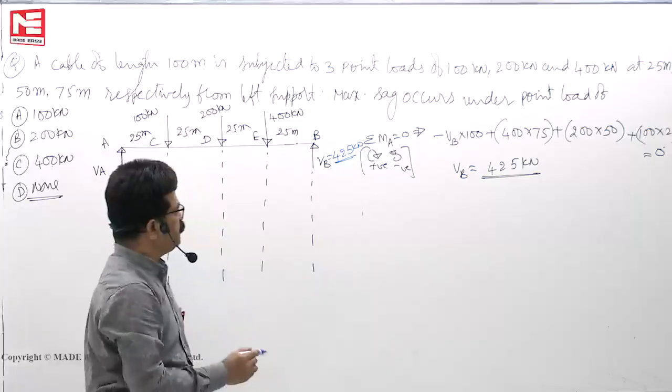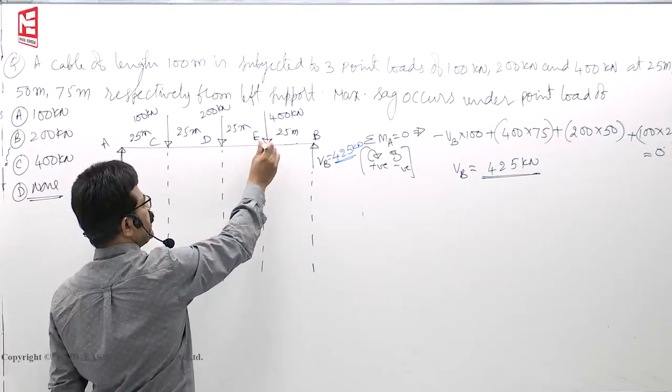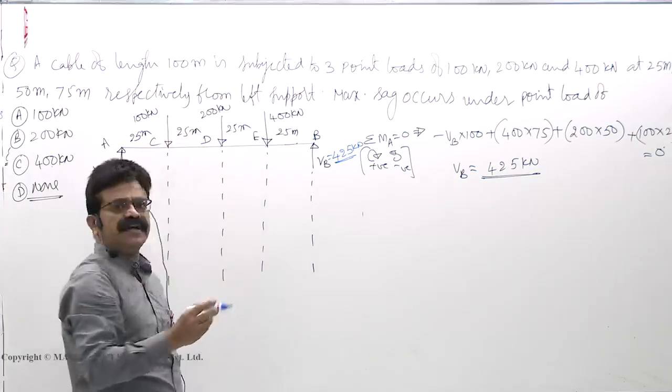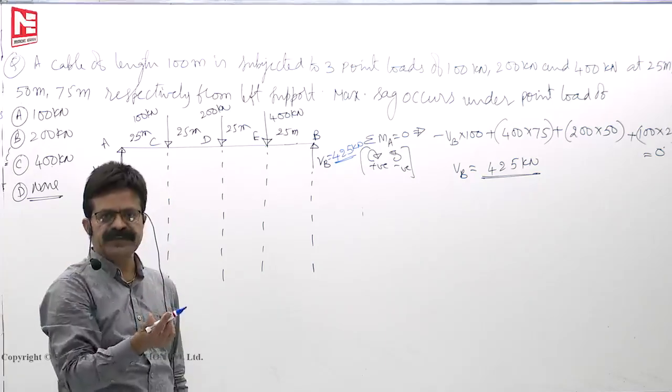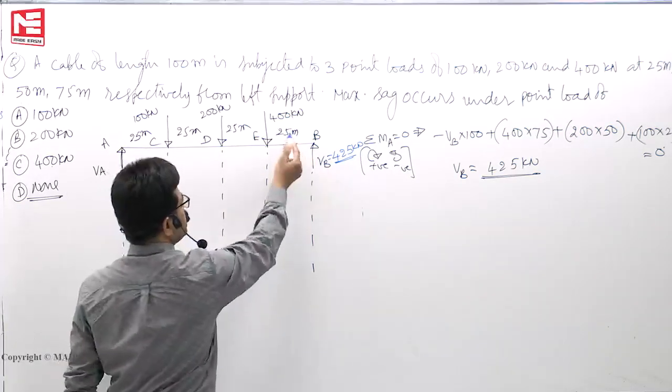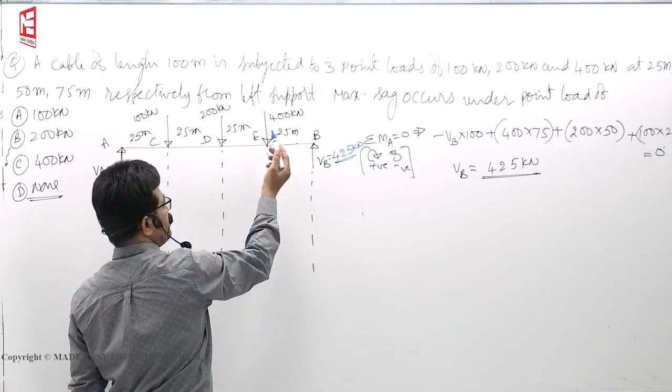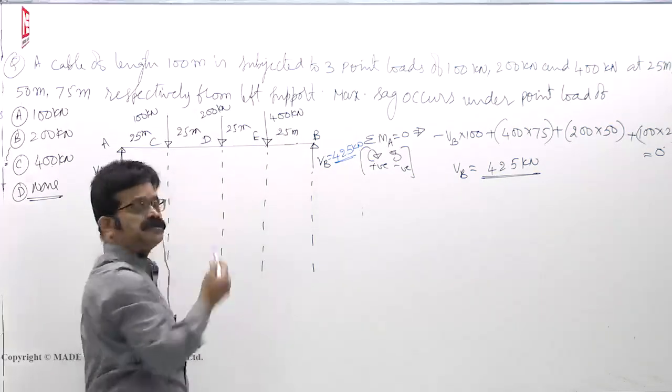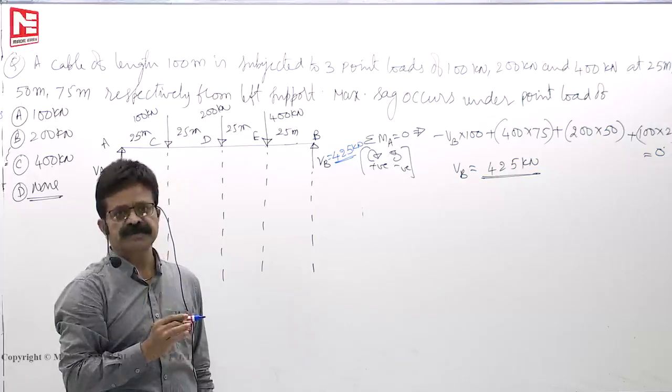Now, maximum bend moment. You have to calculate bend moment at E, D, C, and wherever you get the maximum bend moment, there maximum sag will happen. But bend moment at D means 425 into 25, then 425 into 50 minus 400 into 25 you have to calculate, and waste the time.